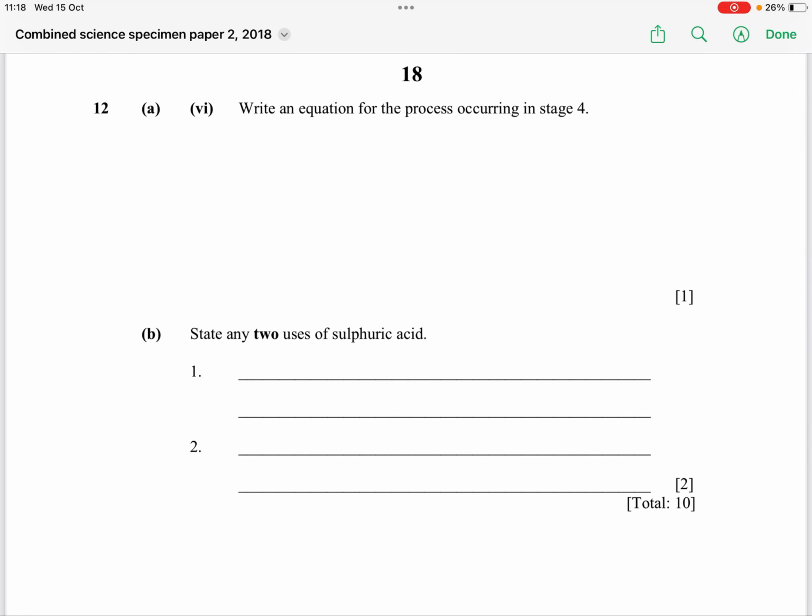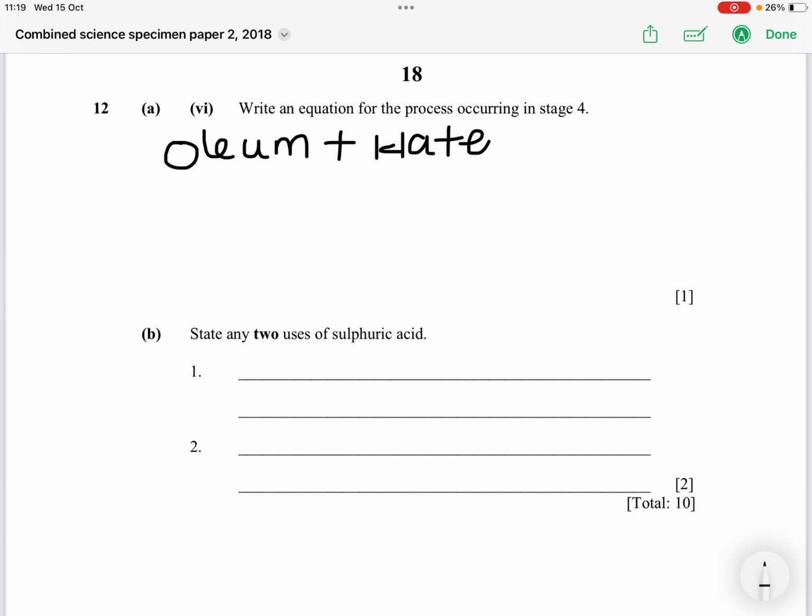And then on number 12A, part 4, write an equation for the process occurring in stage 4. So they didn't specify that you are supposed to write the word equation or a chemical equation. So you can write any of the two. If it is the word equation, you write oleum plus water. This is going to give us sulfuric acid.